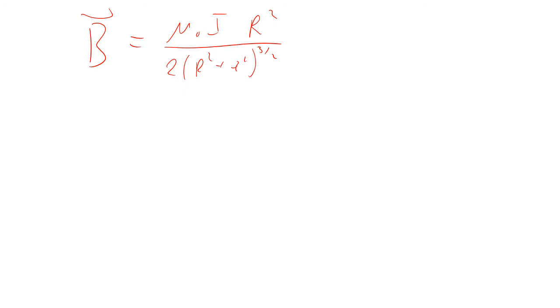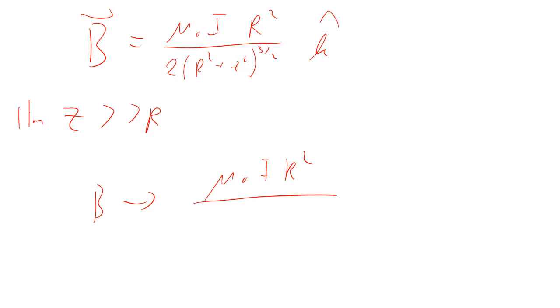So we then say that the B, which is only in the z direction, is going to be equal to mu naught I r squared over 2 times r squared plus z squared to the 3/2. Now, as z gets really, really big, we take a limit here, and that's going to be in the z direction. When you take the limit, B goes to mu naught I r squared over 2 z cubed.